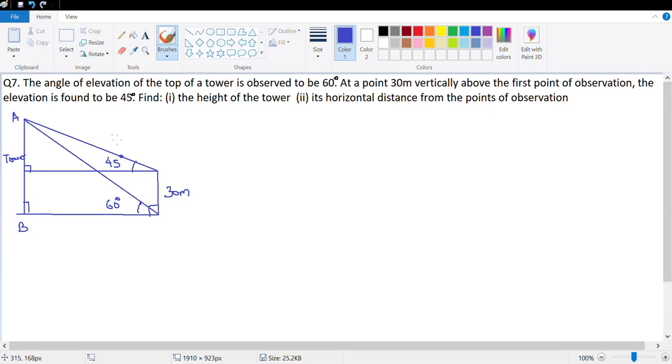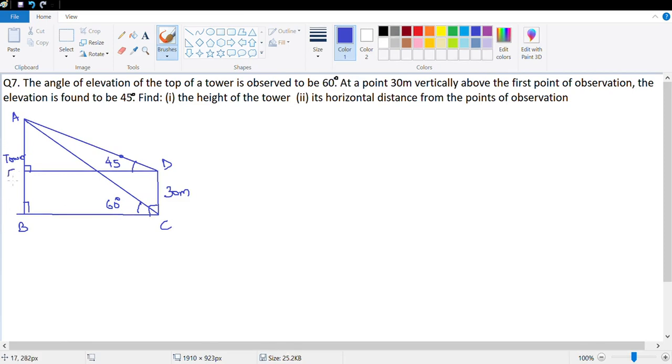Let's read if I missed out something. I have named the places of observation as C and D. The angle of elevation of the top of the tower is observed to be 60 degrees. At a point 30 meters above this, the angle of elevation is 45 degrees. Perfect. Find the height of the tower and its horizontal distance from the point of observation, which means I need to find BC and I need to find AB.